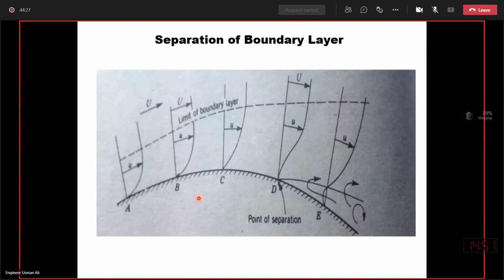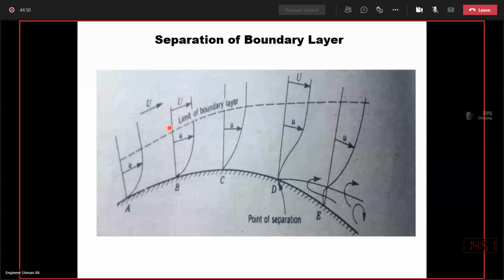At the end, separation of boundary layer. Now up till now we have covered the smooth flat plate. Now if the object or the plate is curved, then there is a separation of boundary layer. For example, a curved object is given to you, A, B, C, D, E, or an angular object.